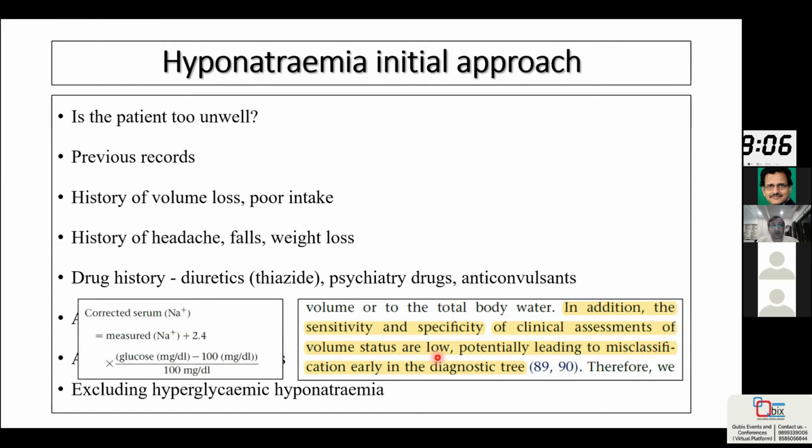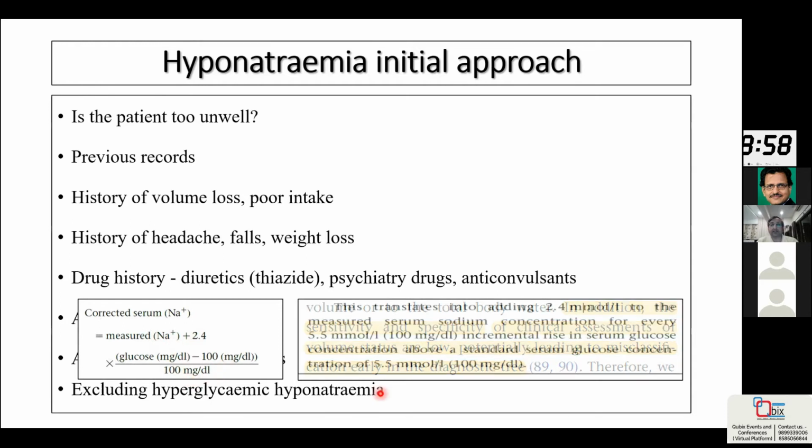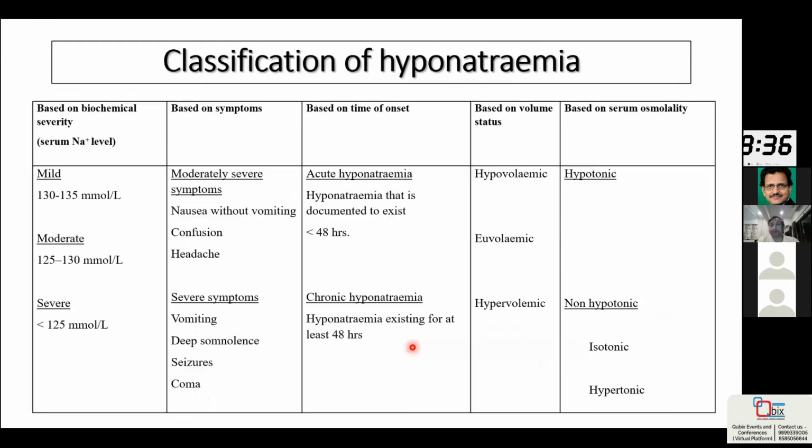So the corrected sodium can be measured as sodium plus 2.4 into glucose in milligram minus 100, divided by 100. So that will be corrected. I'll give an example. For every 100 milligram increase in glucose, you will get a 2.4 millimole decrease in sodium. So somebody having glucose of 500, you would expect 2.4 into 5, which is around 12.5. So you get a 12.5 lower sodium level.